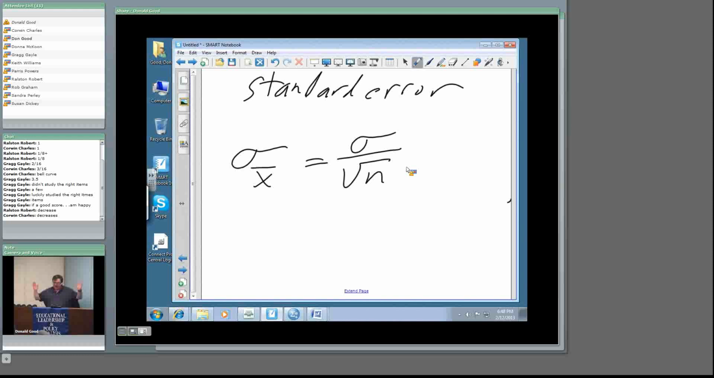If my standard deviation is really wide, there's a lot of room for error. If my standard deviation is really small, there's not as much room for error. And I think you can see it on the screen. So the larger the standard deviation, the bigger the error. Smaller standard deviation, the smaller the error.